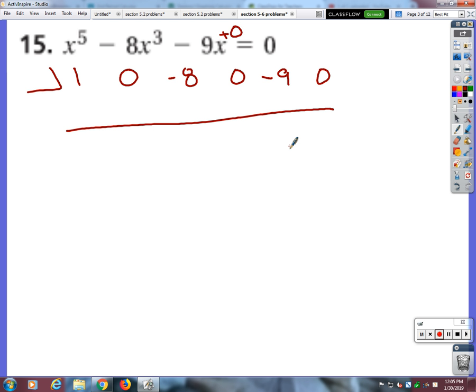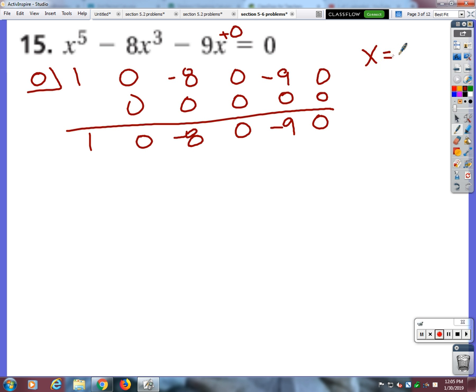What are the factors of 0? 0. So what am I going to put in the box? 0. Okay, so 1 multiply 0, add a 0, multiply 0, add is negative 8, multiply 0, add a 0, multiply 0, add is negative 9, multiply 0, and I get 0. Okay? Thank you. All right, so that means we know that x equals 0 is one of the solutions.